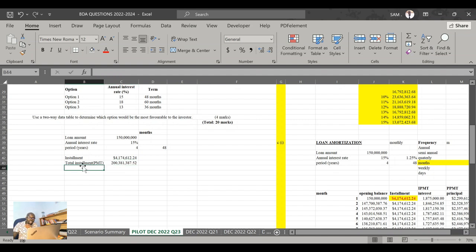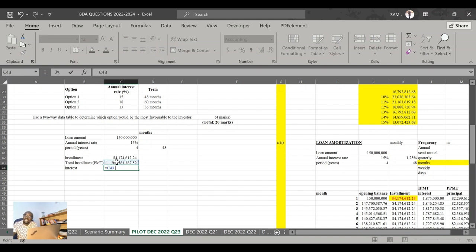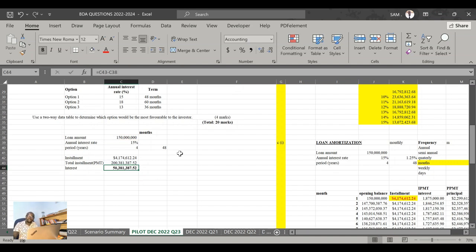Now, when doing the loan amortization, the installment amount has both an interest element and a principal element. So I would want us to separate the two. Let's separate interest from principal. How do we do that? For us to get the interest, if we take this payment amount, which is 200 million, and take off the principal amount of the loan, whatever you remain with is the total interest. Now if I hit Control Enter, our total interest at the end of the 48 months is 50 million.